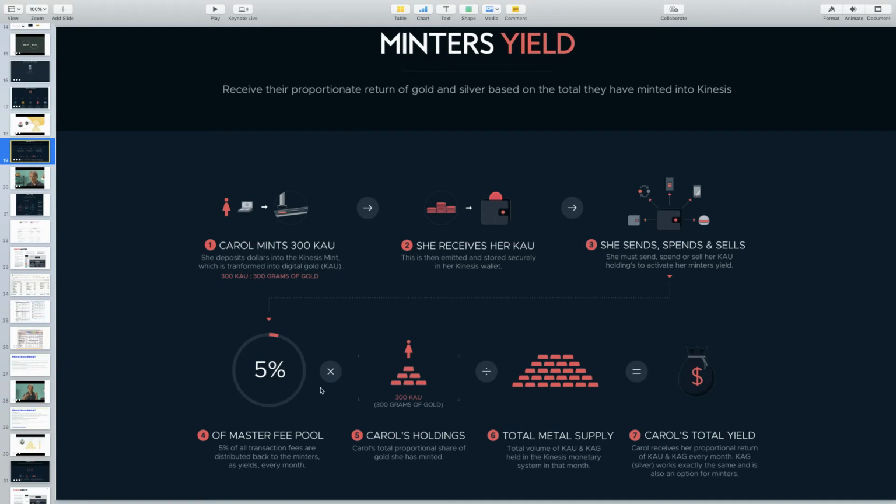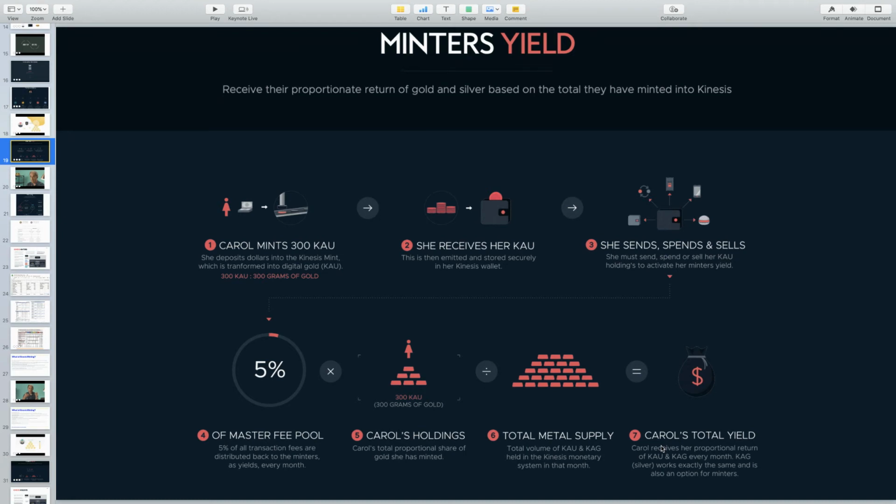Carol has 300 grams of gold, KAU. She has three positions in the minting because of the number of coins, the amount of gold that she has. Carol's total is proportional to the amount of gold she has against the entire global community. So the total metal supply, the total volume of KAU and KAG held in the Kinesis monetary system against the number that she has, that becomes Carol's share.